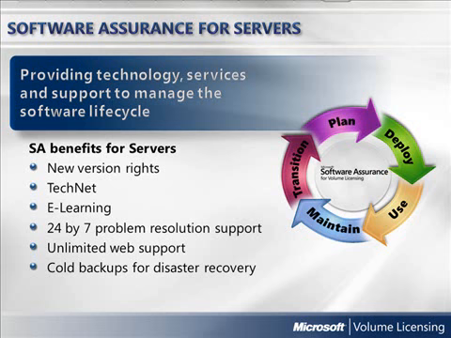While the most well-known benefit of software assurance is that of new version rights, there are other benefits too, and they're aimed at helping you through other parts of your software lifecycle rather than just the software. They include a TechNet subscription, access to e-learning, 24/7 problem resolution support, unlimited web support, and cold backup licenses for disaster recovery. There are qualifying rules for software assurance benefits. For more information on software assurance, ask your reseller or view the software assurance presentation in this series.